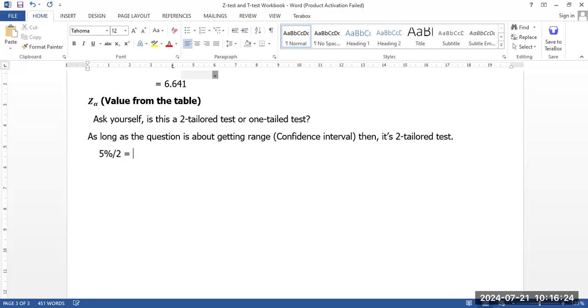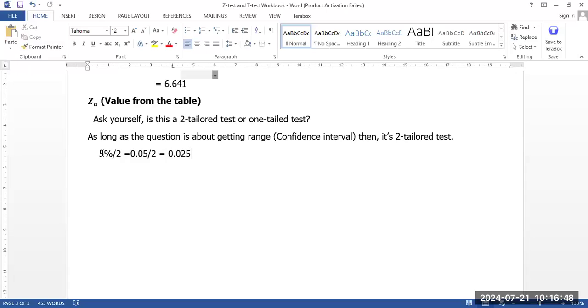So if you divide, what do you get? 0.05 divided by 2. What do you get? 0.025. That should be your first step.